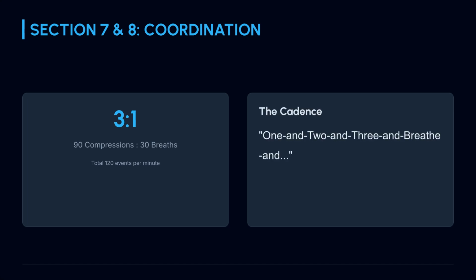The compression to ventilation ratio is 3-to-1, equating to 90 compressions and 30 breaths, or 120 events per minute. Use the cadence: 1 and 2 and 3 and breathe in. The compressor sets the rhythm, and each cycle lasts 2 seconds.